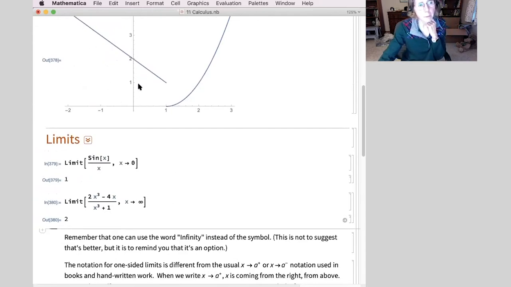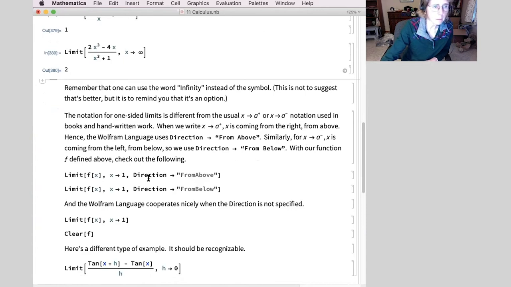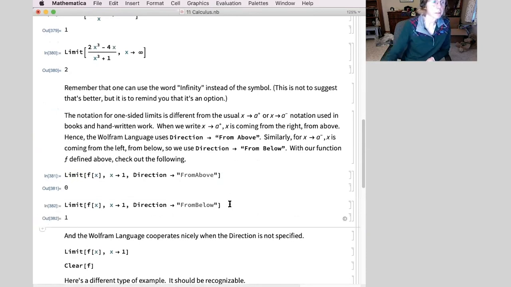From the left, where we usually use the notation x approaches a with then a little minus sign, this is going to 1. And from the right, it comes down to 0. Mathematica in the last couple of versions has changed this direction arrow, and in quotation marks because I'm just putting plain old words in, but from above I get 0, and from below, and there shouldn't be any ambiguity there as to what those words or what those expressions are telling me.